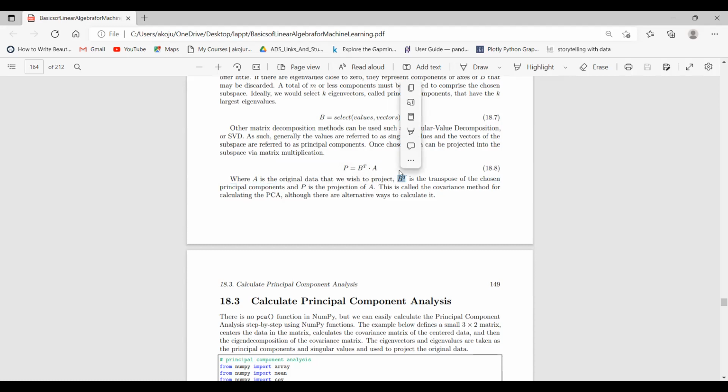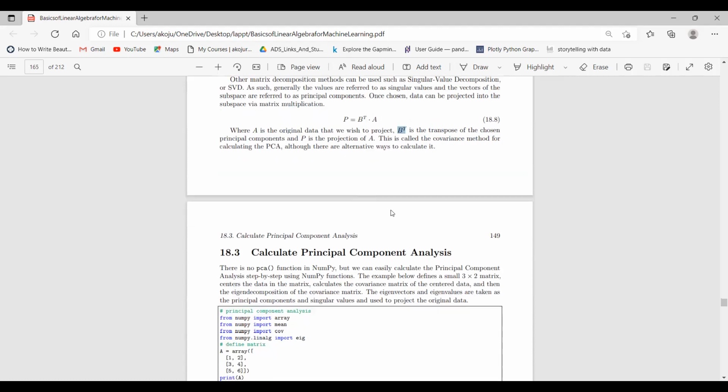We take the transpose of the principal components matrix and multiply it with the original matrix, and then we get a projection, that is P. P is the projection of A. This is called the covariance method for calculating the PCA. Although there are alternative ways to calculate it, we will use this method to find PCA for any given data set.